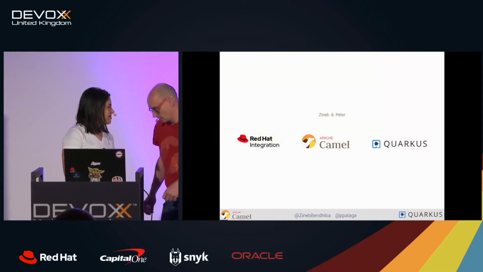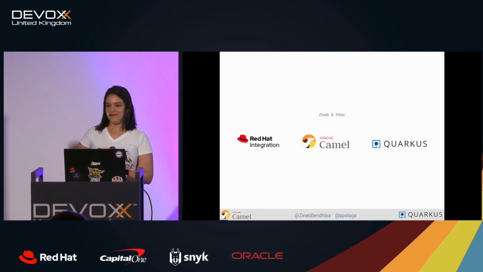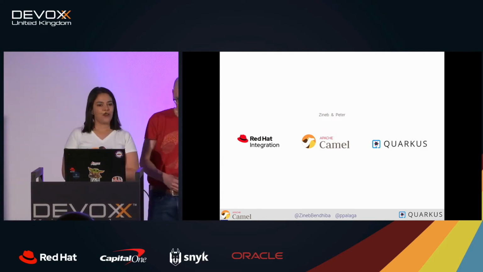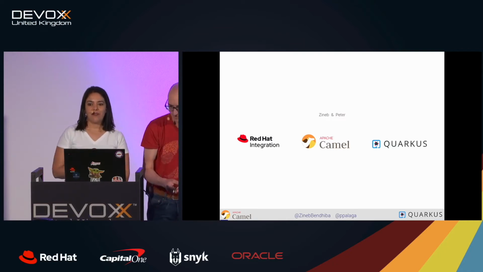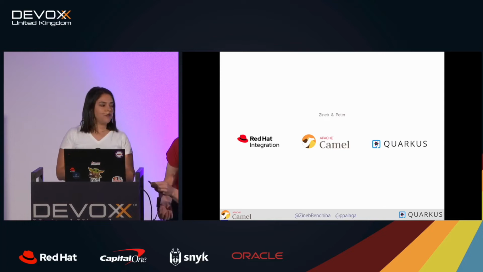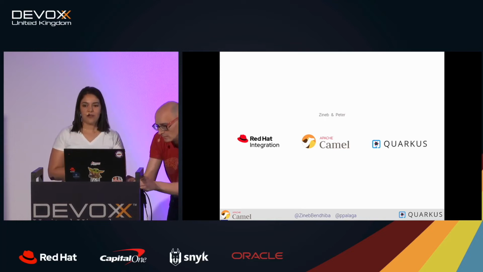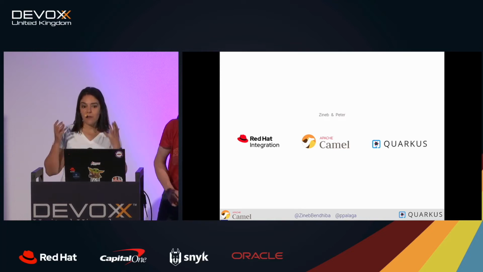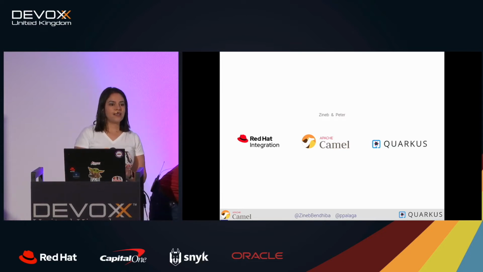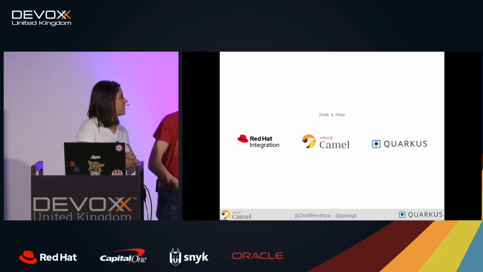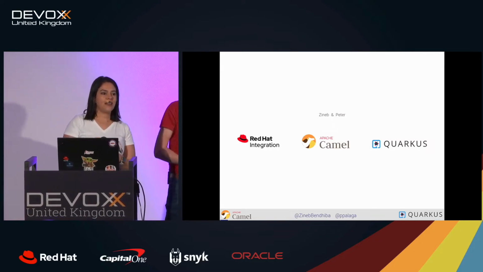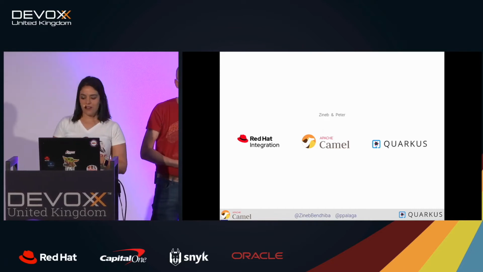So, I am Zineb, and he is Peter. We are both working at Red Hat within the teams that work on projects around integration. And both of us work on an open source project called Apache Camel. More precisely, what we do in our daily job is that we develop and maintain Camel extensions for Quarkus.